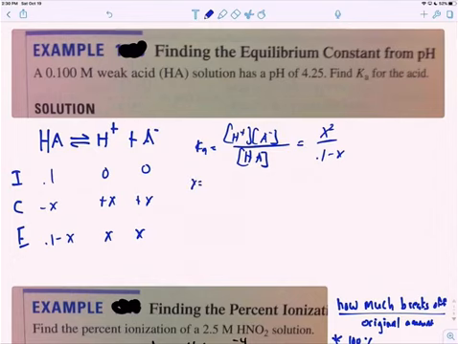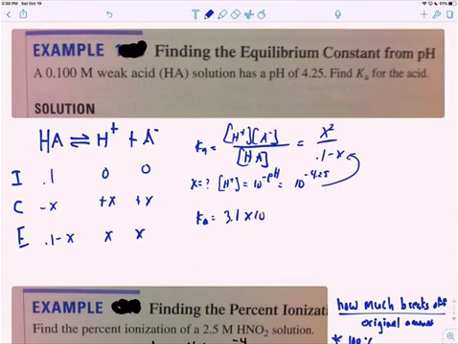And now you're like, well, what does x equal? You're given that with the pH. X equals, in this case, the hydrogen ion concentration. This is also equal to 10 to the minus pH, which equals 10 to the minus 4.25. Then plug that back in for x, and you get your Ka equals 3.1 times 10 to the minus 8.